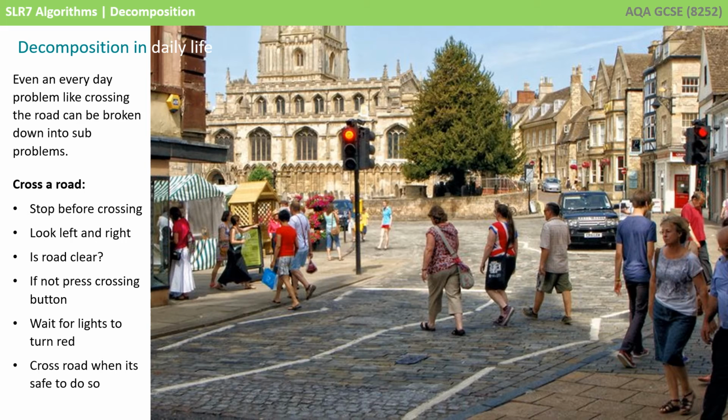If we take this everyday example of crossing a road, then the first thing you're going to do is stop before crossing the road. You're going to look left and right, and if the road is completely clear, you may be able to cross the road without engaging with the pelican crossing at all. However, if there's traffic, you're going to take a different decision, and you're going to press the button and wait for the lights to go red. When the lights have gone red, you're then going to look left and right just to be sure there isn't a car jumping the lights, and then you're going to begin to cross the road. So even the everyday activity of crossing the road can be broken down into smaller subproblems.